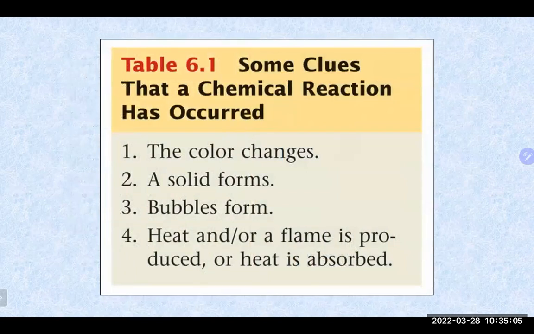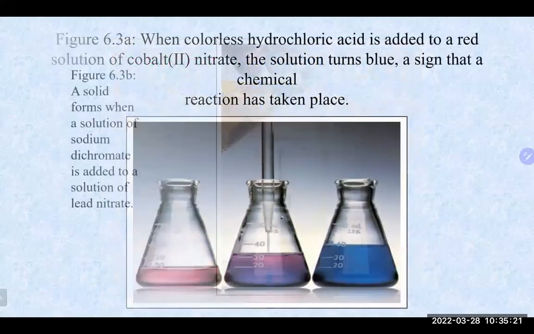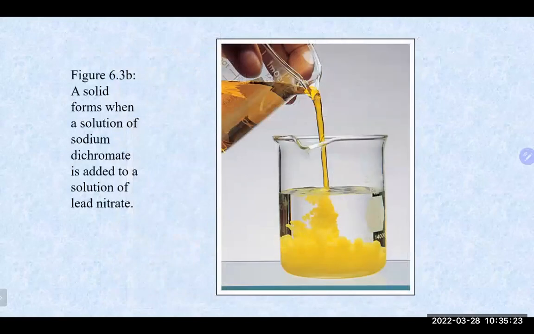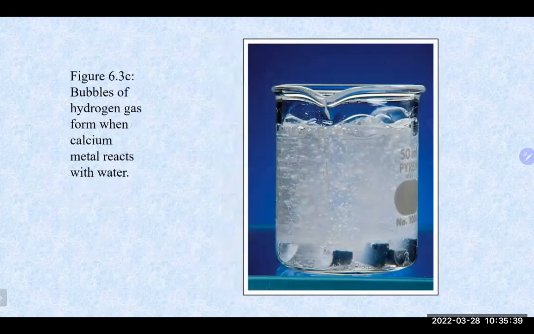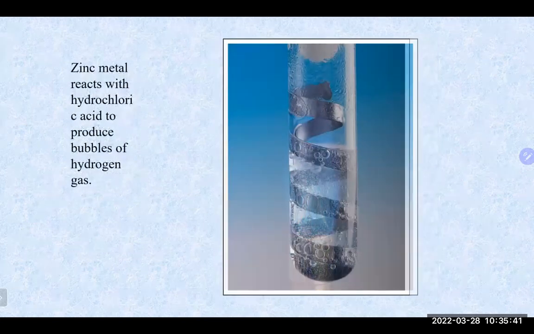There are a number of clues as to why a reaction takes place. Again, color change, a solid being formed, bubbles, and heat are really big indications that some type of chemical reaction has definitely taken place. Here are some examples. We'll do something similar to this, a precipitation reaction, pouring two liquids together, and we get this yellow solid that's formed, sometimes referred to as a precipitate, a PPT. And obviously here are our bubbles and our flame.